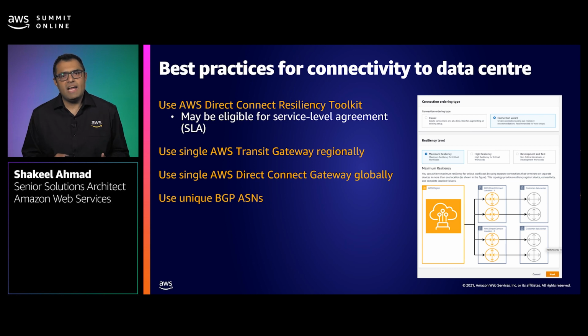Use single AWS Transit Gateway in each region, and use single AWS Transit Gateway globally, since it's a global construct and you don't have to have multiple of those.